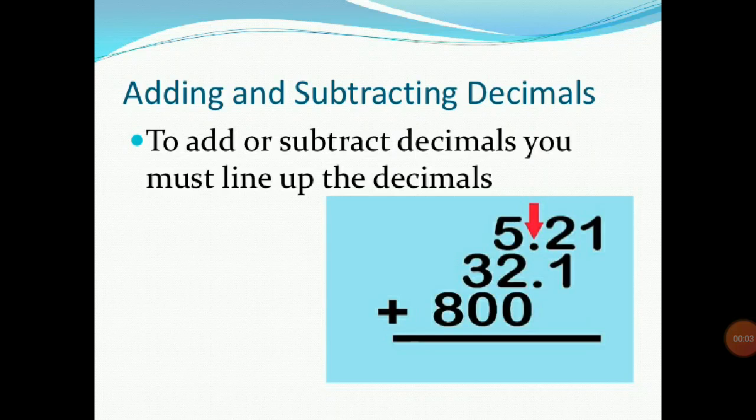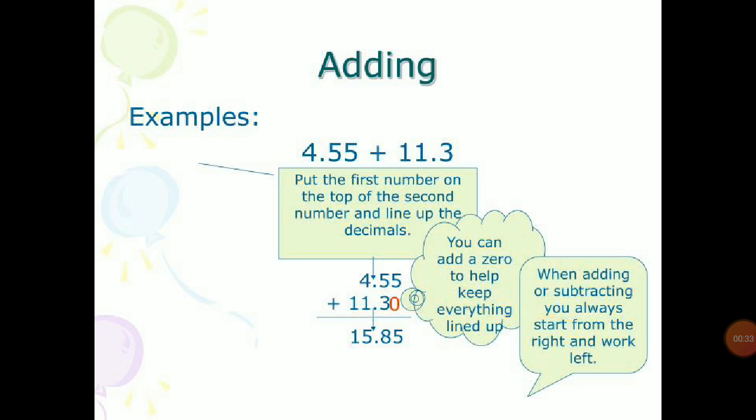And the next topic is adding and subtracting decimals. To add or subtract decimals, you must line up the decimals or make like decimals. Here the numbers are 5.21, 32.1 and 800. So for the addition and subtraction of decimals, we have to line up place by place.